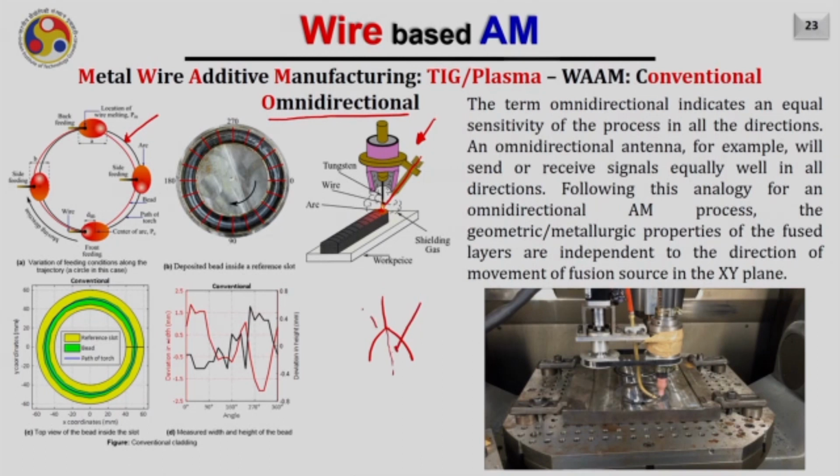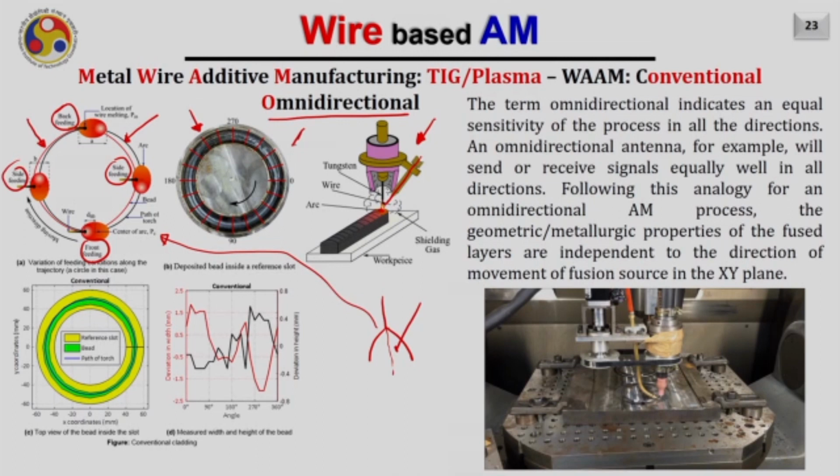And now as you are moving on a circular trajectory, what will happen? You will deposit the material along the red circle. Hence, it will become side feeding, front feeding, and then again side feeding, and then again back feeding while moving on the same trajectory. As a result, the geometric and metallurgical properties of the fused layer are not going to remain the same at all the locations, and hence the process is not omnidirectional.